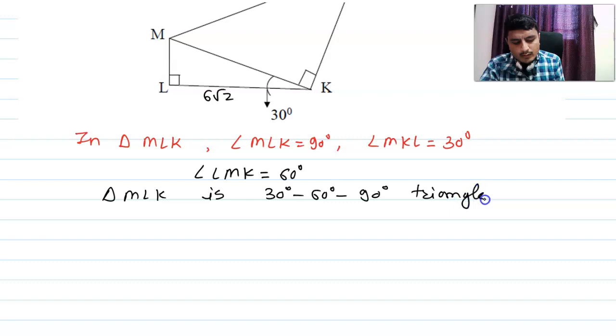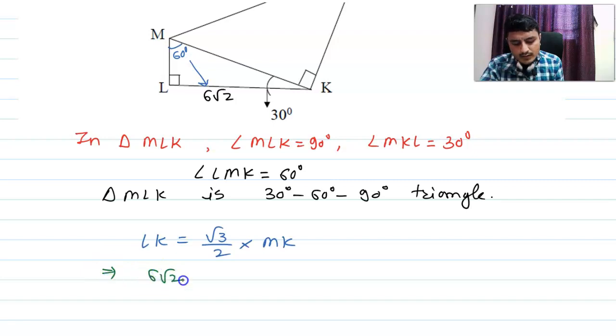So look at now, we are given here LK is 6 times root 2 and angle LMK we are getting 60 degrees. As is well known for a 30, 60, 90 degree triangle, the side opposite to the 60 degree angle is LK, which equals root 3 by 2 times the hypotenuse of triangle MLK, that is MK. Try to replace by their values as per the given data.